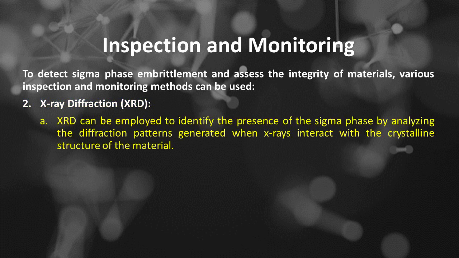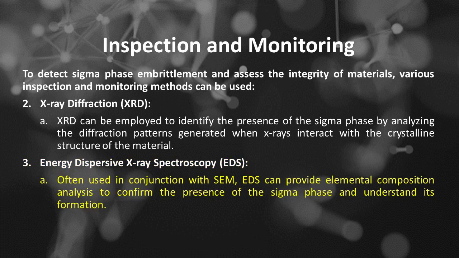X-ray diffraction, or XRD, can be employed to identify the presence of the sigma phase by analyzing the diffraction patterns generated when X-rays interact with the crystalline structure of the material. Number 3 is energy dispersive X-ray spectroscopy, or EDS. Often used in conjunction with scanning electron microscopy, or SEM, EDS can provide elemental composition analysis to confirm the presence of the sigma phase and understand its formation.